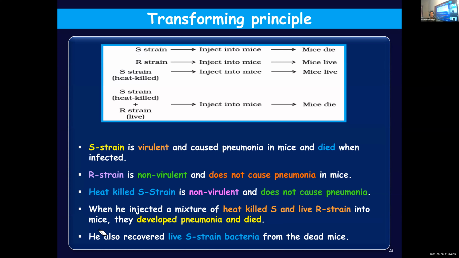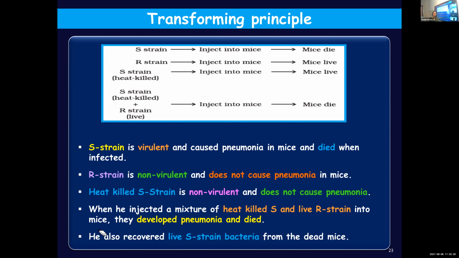Whereas R strain is non-virulent, it's not at all harmful. That is why when it was injected, they are not able to cause disease. They cannot cause pneumonia, and hence they survived. And in the third case, he tried out with heat killed S strain. When it is heat killed, they will not be able to cause the disease. They have already become inactive, and the mice survived there.